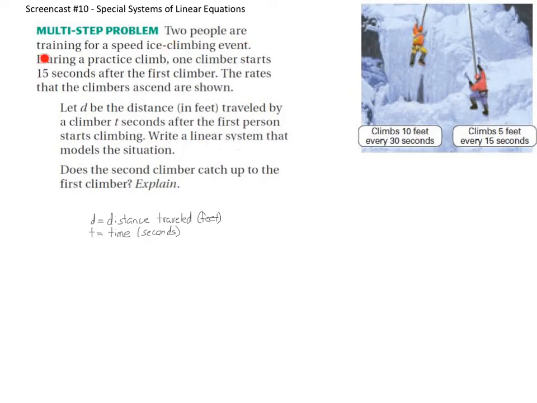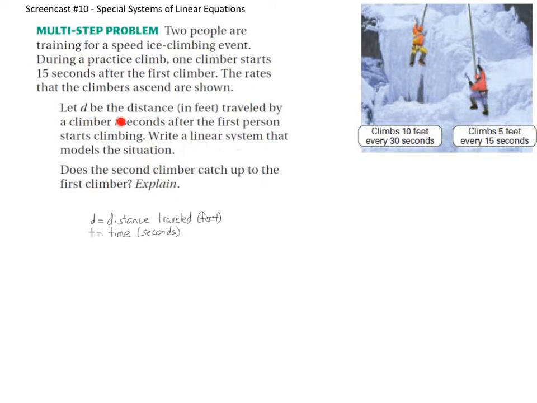Two people are training for a speed ice climbing event. Here's the first, here's the second climber. During a practice climb, one climber starts 15 seconds after the first climber. That's an important fact. We'll get back to that in a moment. The rates that the climbers ascend are shown. Here are the rates. We're going to use those numbers in just a moment.